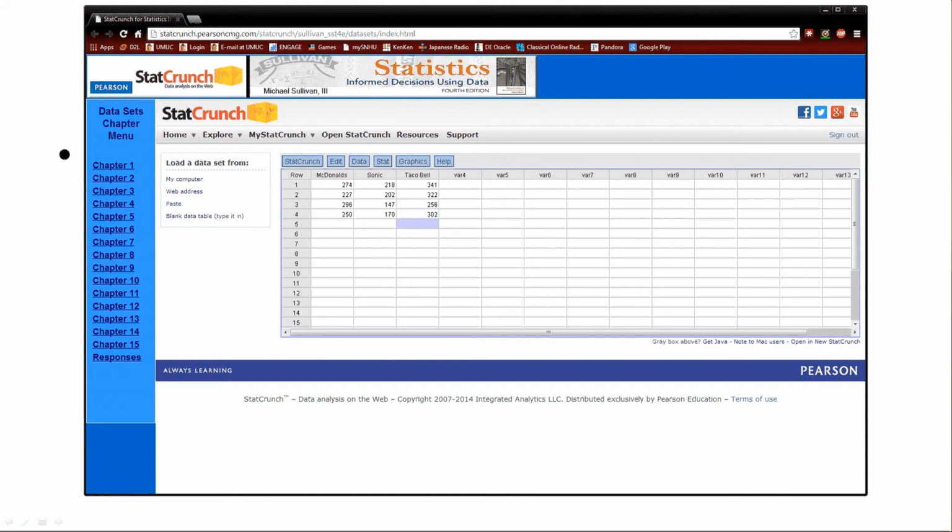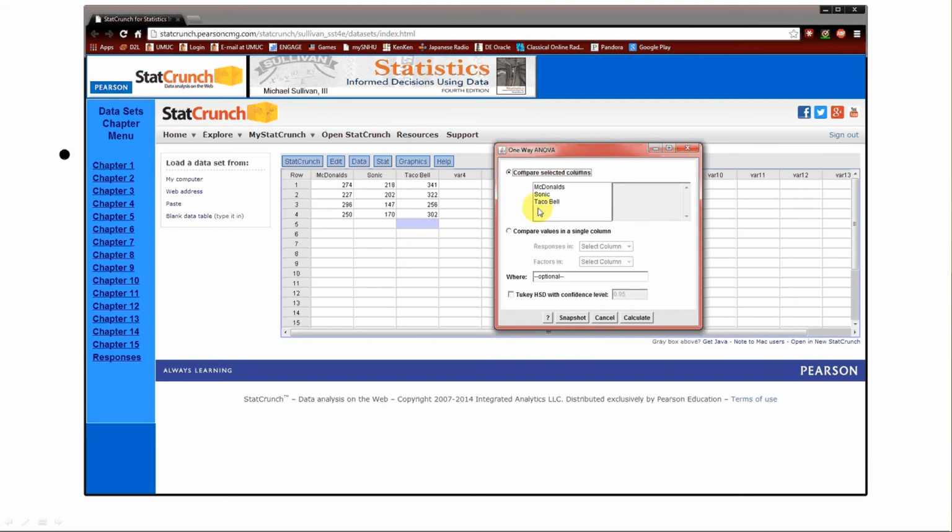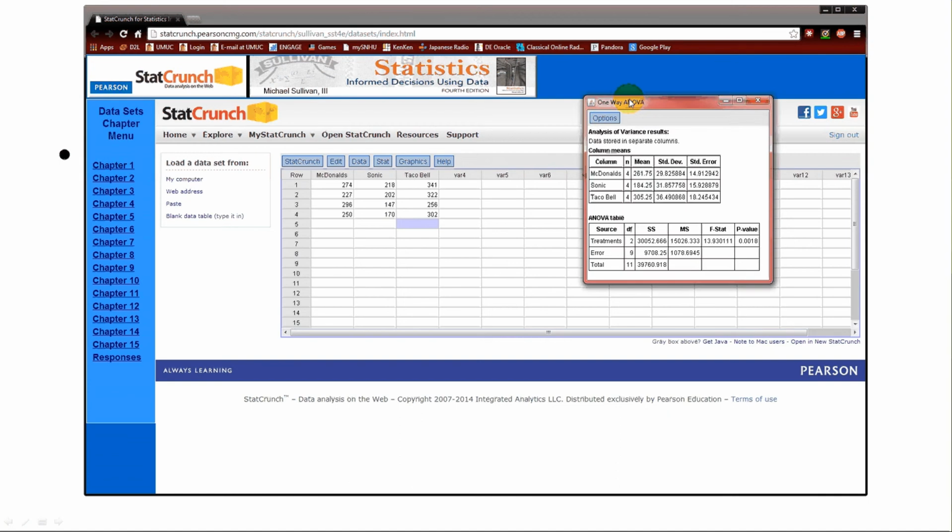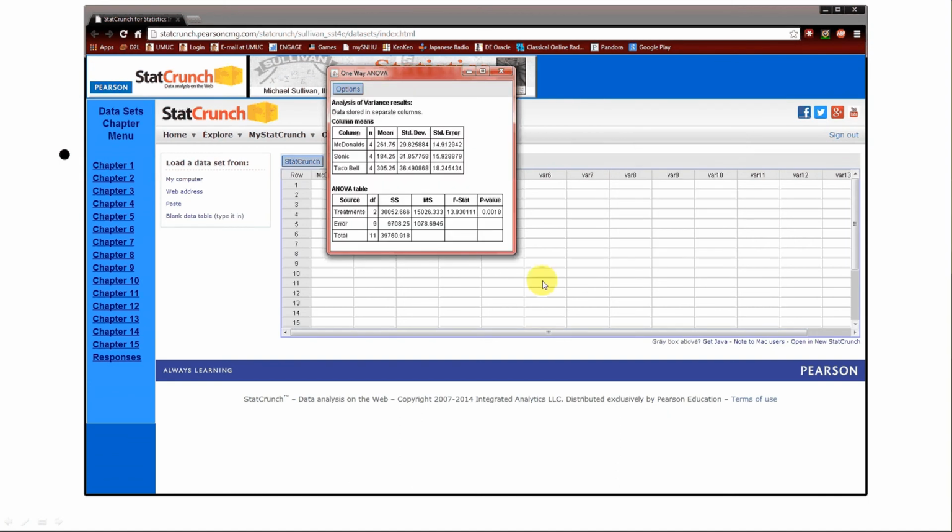Now to perform that analysis of variance, again it's under Stat because we're doing statistics, ANOVA, and One Way. And now we want to compare selected columns, and the columns we want to compare we want to get over here on the right side, so we just click on them on the left, and they're written over here, and then Calculate. And this is what pops up. The first table gives you the column names, the sample size within the column, the sample mean, the sample standard deviation, and the sample standard error, which is standard deviation divided by the square root of n.